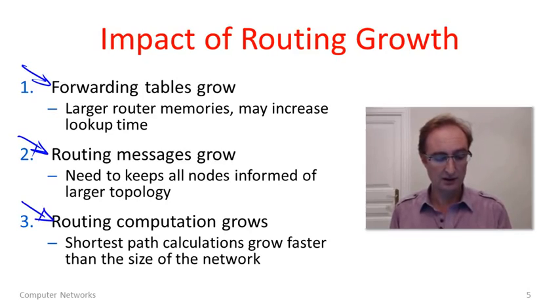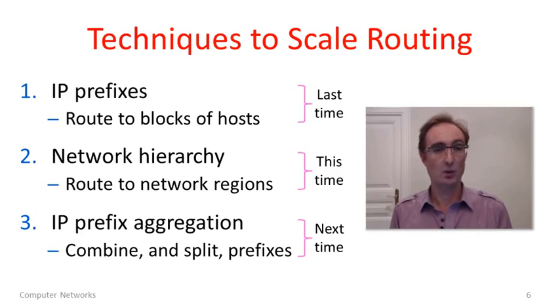And finally, the routing computation itself grows. If every node gets to learn enough about a topology to be able to compute routes, the computation over this graph grows faster than the size of the network. It's superlinear in terms of the amount of work that needs to be done. So this is all bad. Routing growth is going to stress the network. We would like to come up with techniques to scale routing so that it can more gracefully handle a large network. What are those techniques?